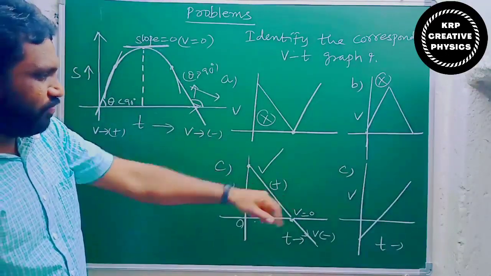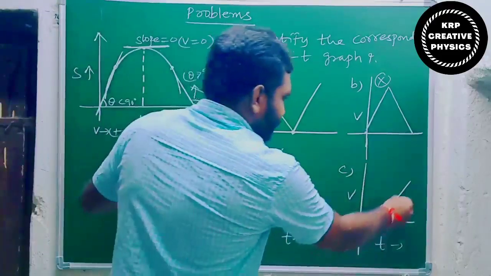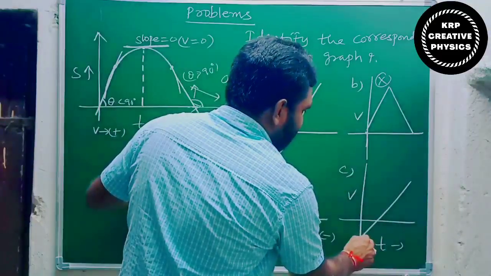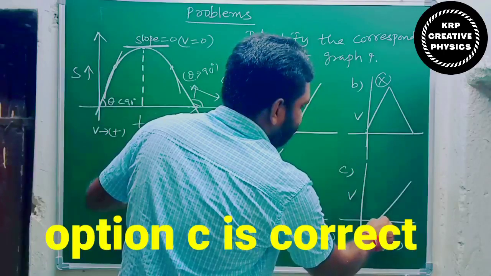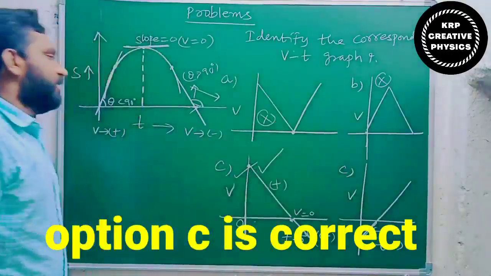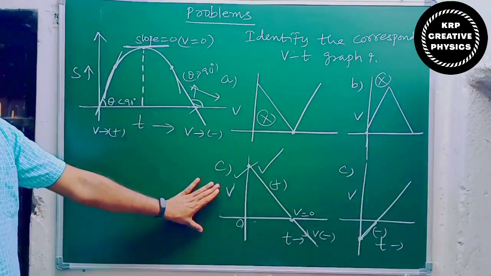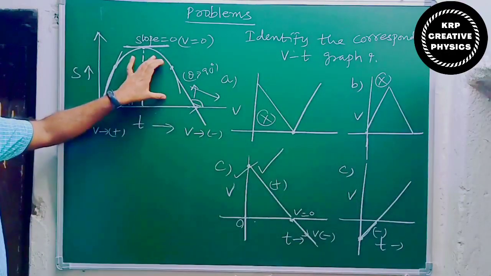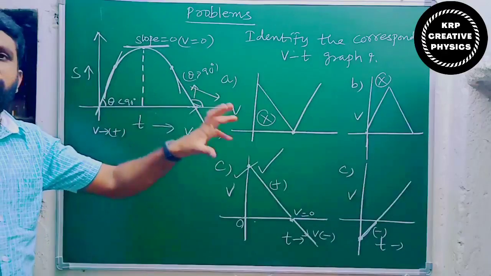And if we check this other one, first it is negative, so it is wrong. That's why option C is right. This is the corresponding velocity time graph with respect to this displacement time graph. These kinds of questions you have to remember.